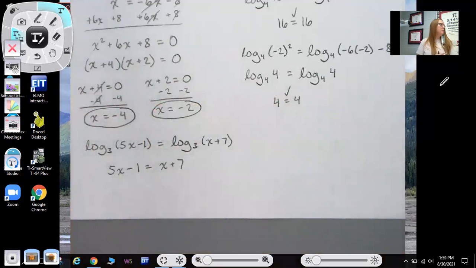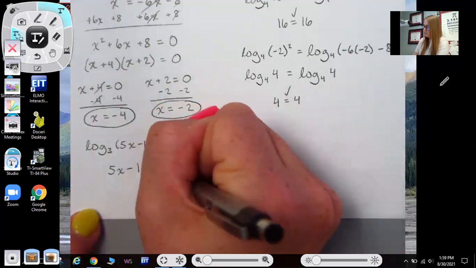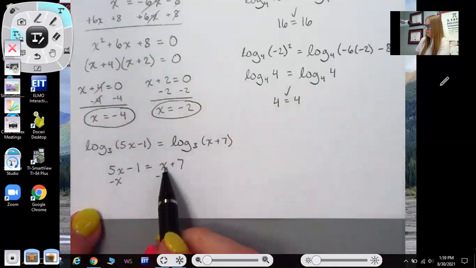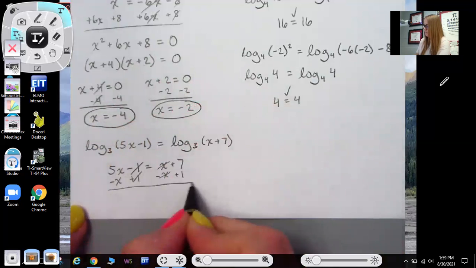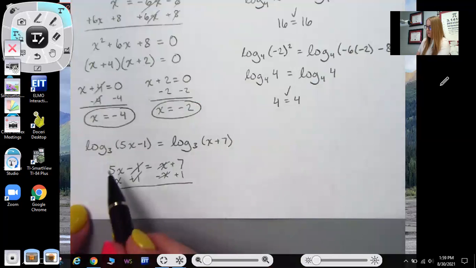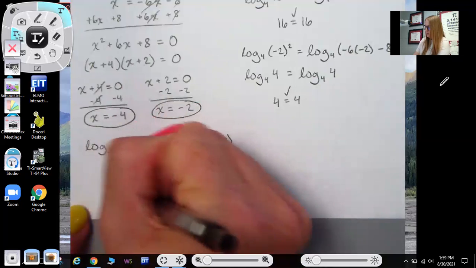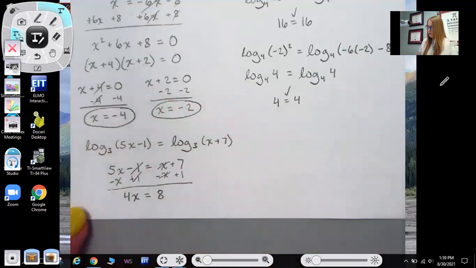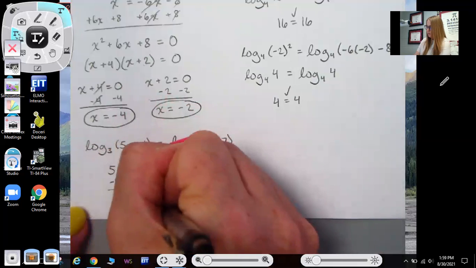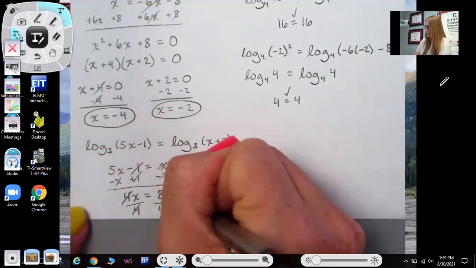There's not an x squared, so we don't have to get everything on the same side. What we want to do is get all the x terms on the same side and everything else on the other side. So I'm going to subtract x from both sides to get rid of this x over here. And then I'm going to add 1 to both sides to get rid of this 1 over here. So now we have 5x minus x is 4x, and 7 plus 1 is 8. Now to get x by itself, just divide both sides by 4. And we get x equals 2.